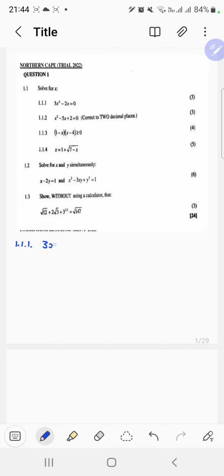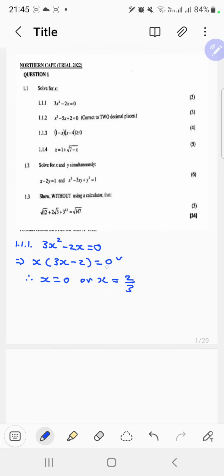So we are given 3x squared minus 2x is equal to 0. When this quadratic equation is like this, it's much easier to take out the highest common factor, which is x. Okay, and then of course we know we can say x is equal to 0 or x is equal to 2 over 3. Now this is pretty easy, so you get a mark for your factorization here, and then we have a mark over there and the other one.